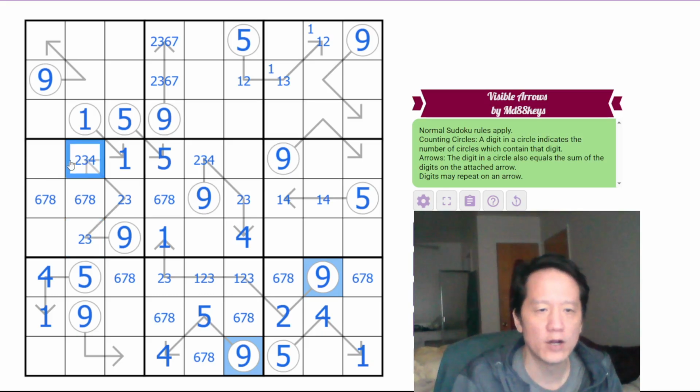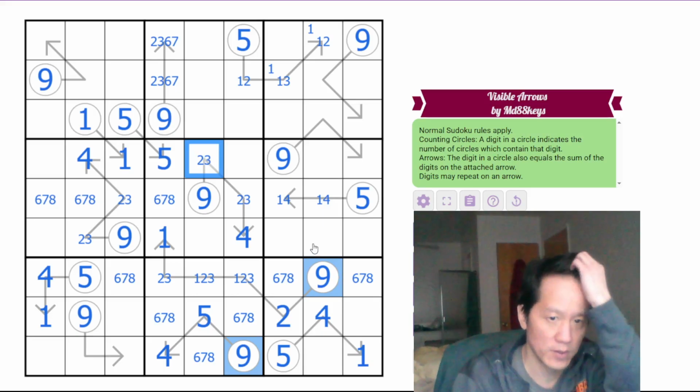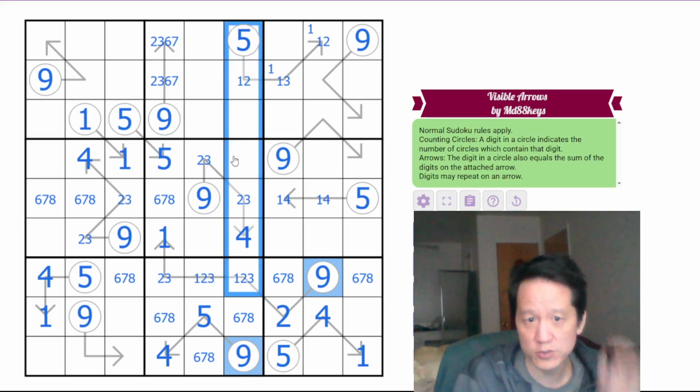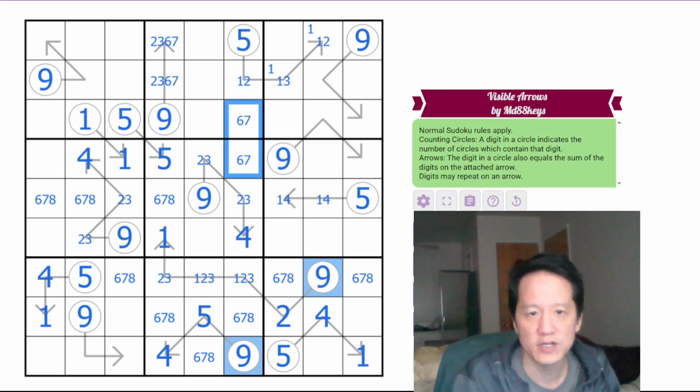which means this can't be 4. Where is the 4 in this box? It has to be here because of the 2, 3, 4 triplet. This can't be 4 here. So we also have a 1, 2, 3 triplet here, so that means the rest of the digits are 6, 7, and 8. This is also 6, 7, or 8.